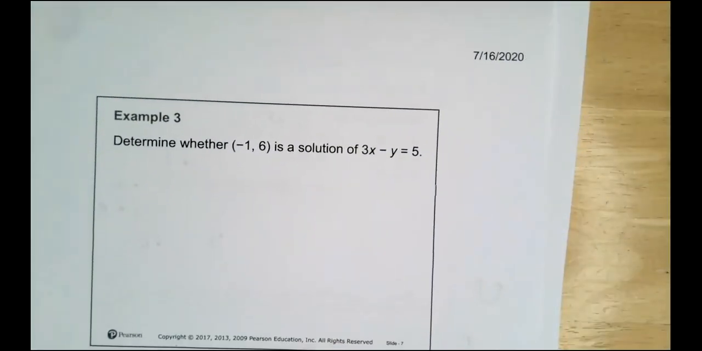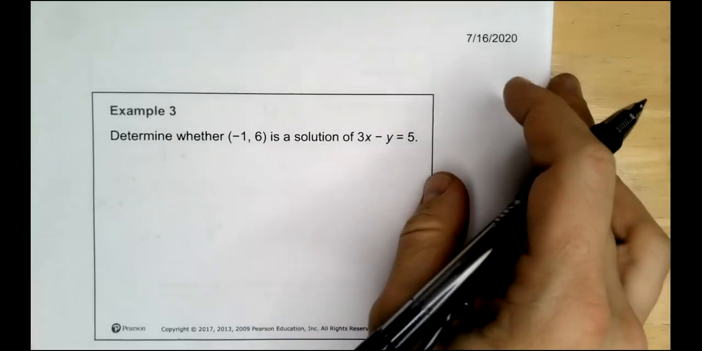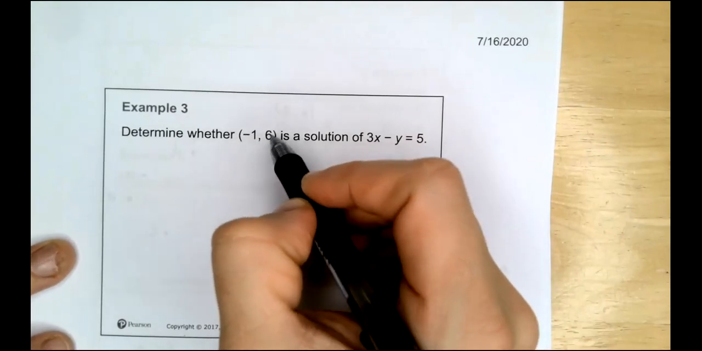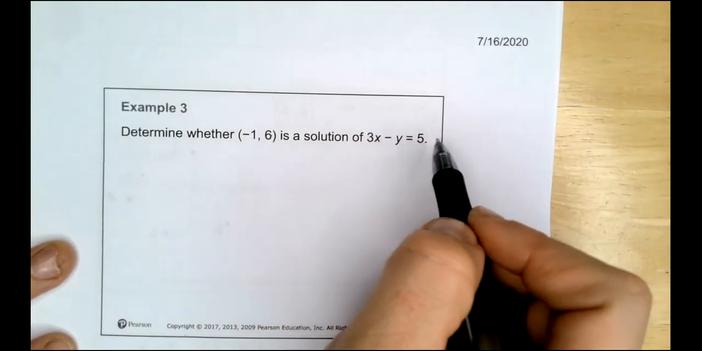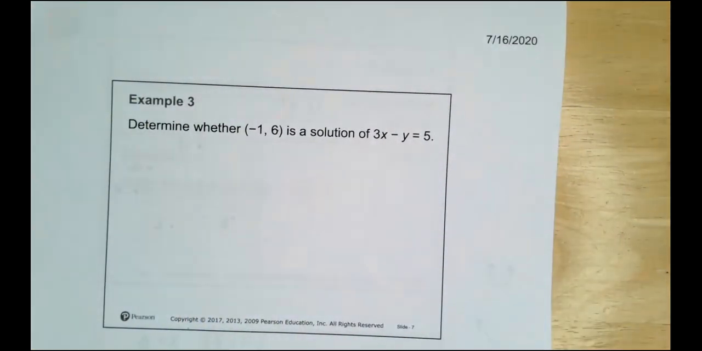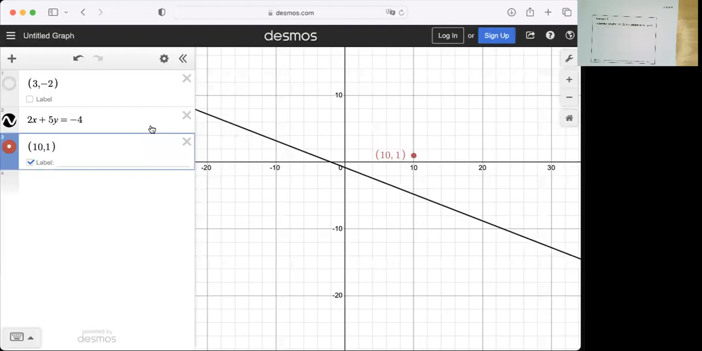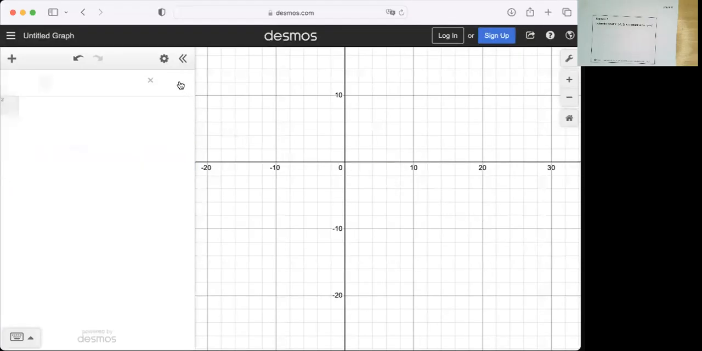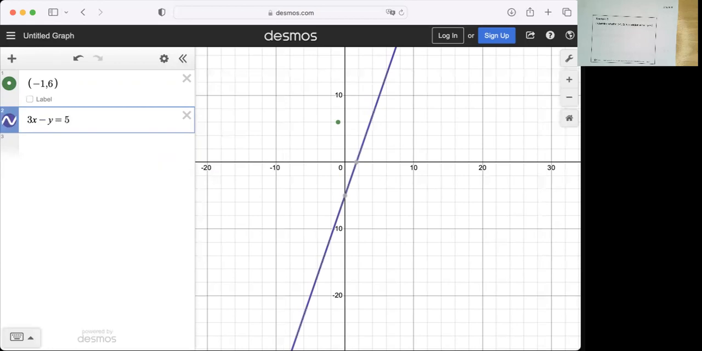Okay? So is negative 1, 6 a solution of 3x minus y equals 5? You're welcome to put negative 1, 6 into Desmos and put 3x minus y equals 5 into Desmos. That's a perfectly reasonable way to answer this question. Good? Negative 1, 6 and 3x minus y equals 5? No, it is not.